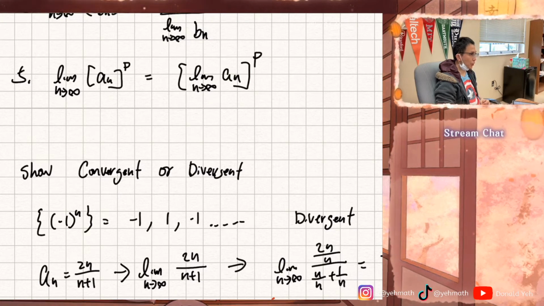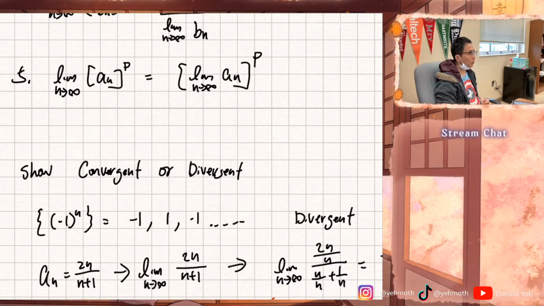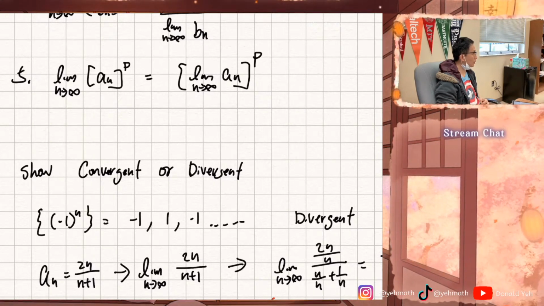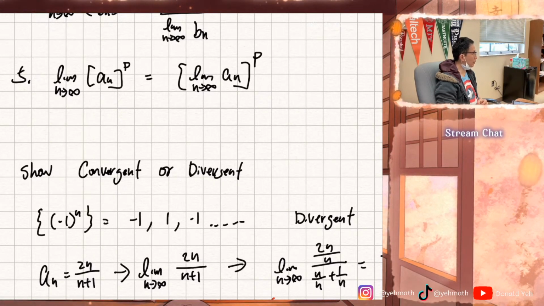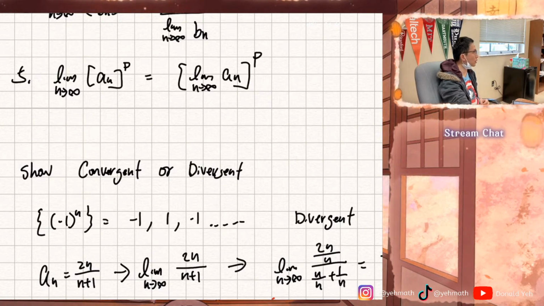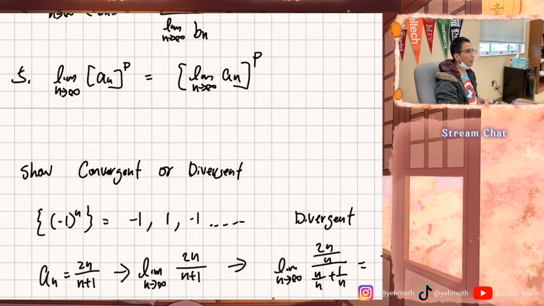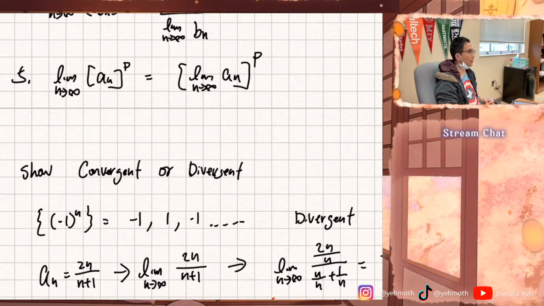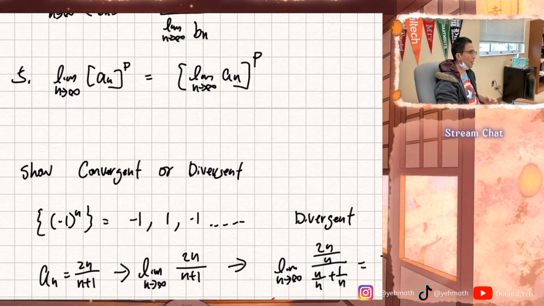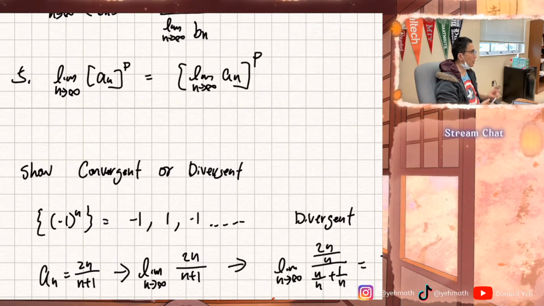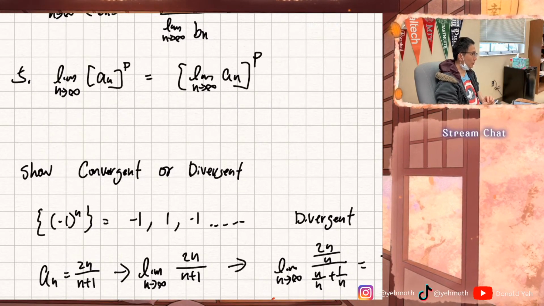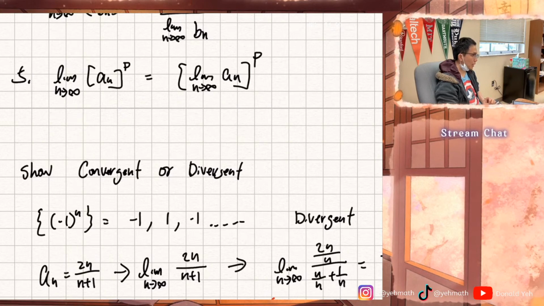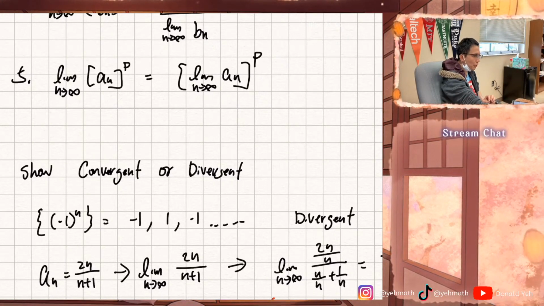The second one you should already know. Remember we were doing horizontal asymptotes? We start with 2n over n plus 1. You learned that in pre-calc as well. In pre-calc, you just take the highest degree, and if they have the same degree, take the coefficients. That's the exact same way. But you cannot do that in Calc BC. In Calc BC, you really have to show this.